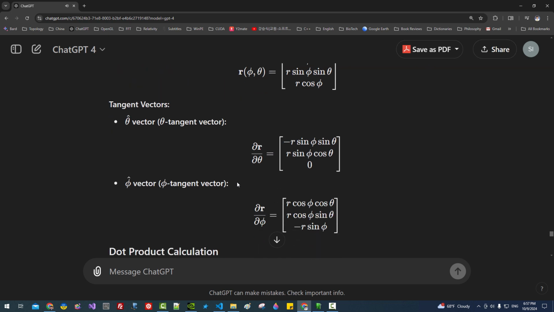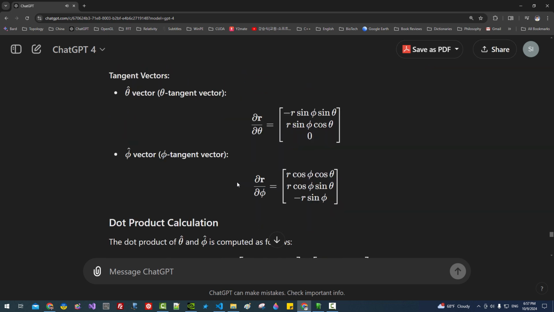Tangent vectors. Hat theta, the tangent vector, is the partial derivative of r with respect to theta, which equals the matrix with entries minus r sin phi sin theta, r sin phi cos theta, 0. Hat phi is the tangent vector, the partial derivative of r with respect to phi, which equals the matrix with entries r cos phi cos theta, r cos phi sin theta, minus r sin phi. Dot product calculation.